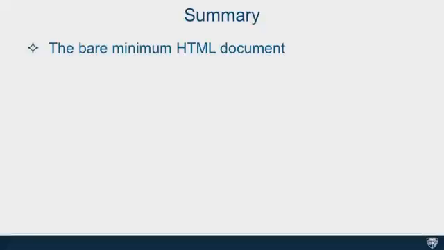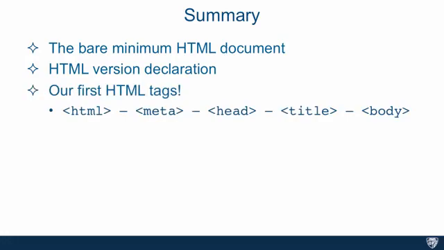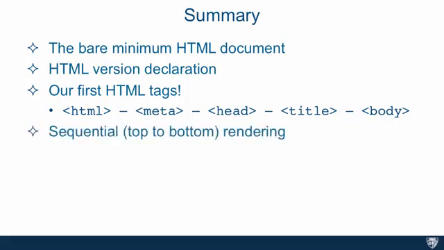In summary, we went over the bare minimum HTML document, plus we added some. We went over the HTML version declaration, and remember, we always have to use it, otherwise the browser will be put into quirks mode and some things will break. Our first HTML tags, we used html, meta, head, title, body, and actually threw in a paragraph tag as well. We went over the fact that HTML is rendered by the browser sequentially, meaning top to bottom. Next, we're going to talk about HTML content models.